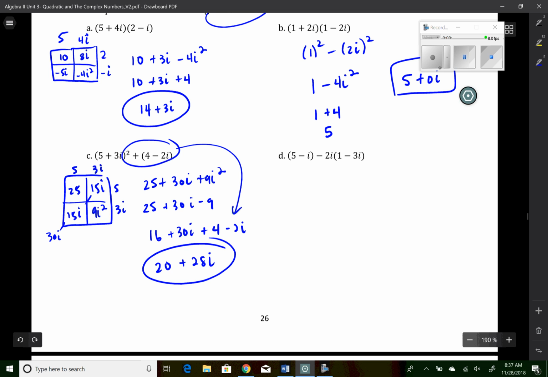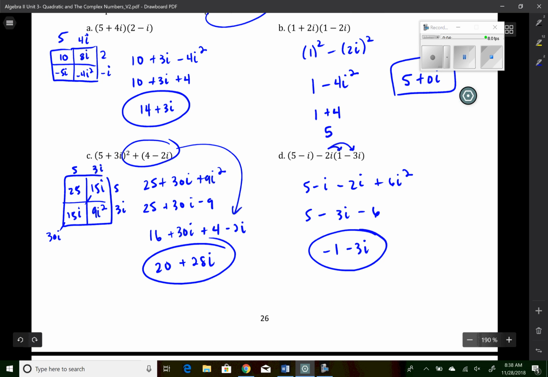For part D, I have to distribute. So all those same properties work here. So I have 5 minus i minus 2i plus 6i squared. Combine up like terms, and remember i squared makes anything attached to it its opposite sign. So I have 5 minus 3i minus 6. Combine your like terms, -1 minus 3i should be your answer.